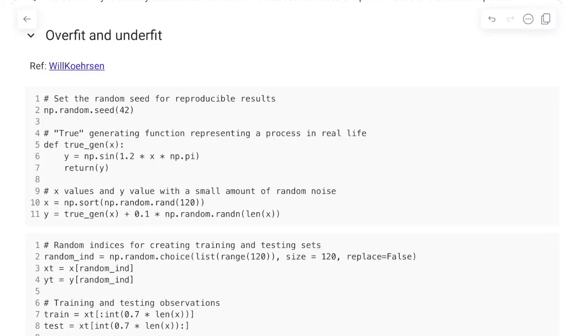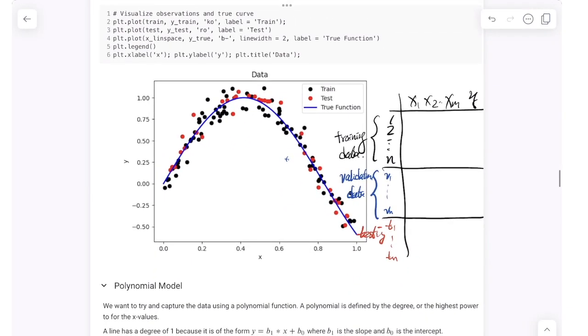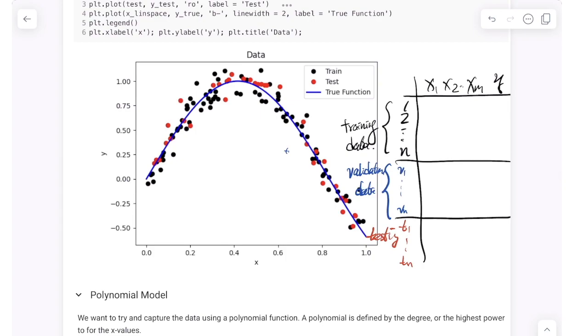So the next topic we're talking about is model overfit and underfit. Let's take a look at this figure. Ideally, when you collect data, there should be a true function. For example, right here, the true function is a distribution of x and y, and the true function is the blue line right here.